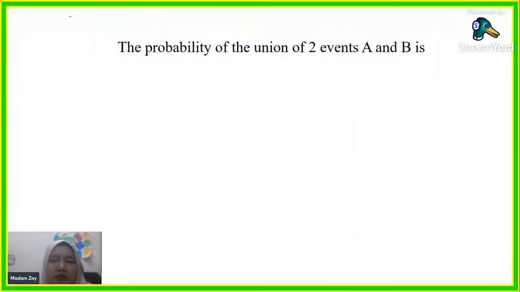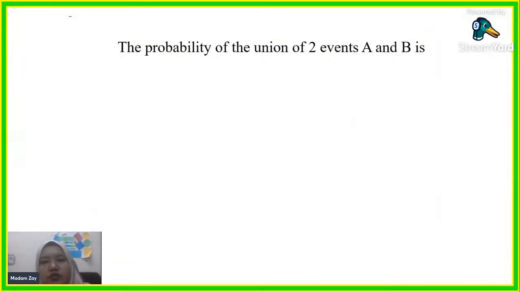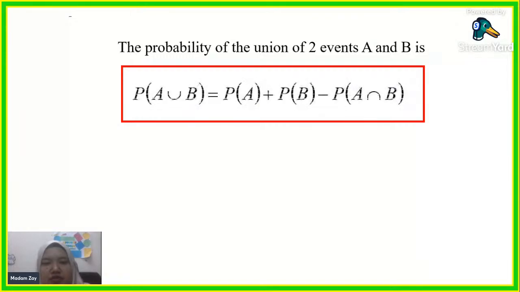Okay, the probability of the union of two events A and B is equal to, so this formula is the standard formula. You cannot just swap them around. No, you have to use this formula for the general event. So the probability of A union B, this is always true in every event. But there is a special case for this event.